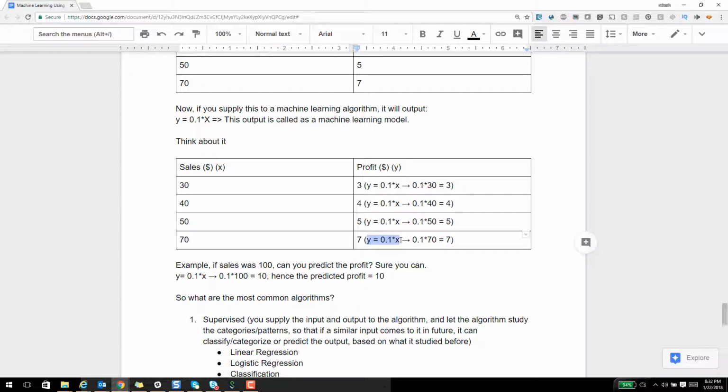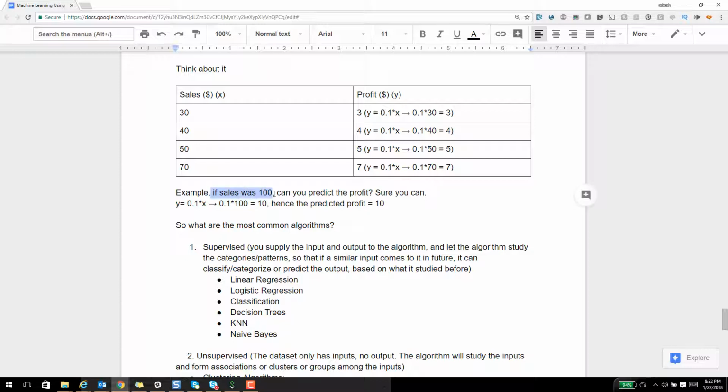So let's look at it. Let's assume that the input was 100. The sales input was 100 and no output was given. Can you predict the output, or can you predict the profit? Well, you can, because you know that it is 0.1 times the sales. So the profit will be $10.